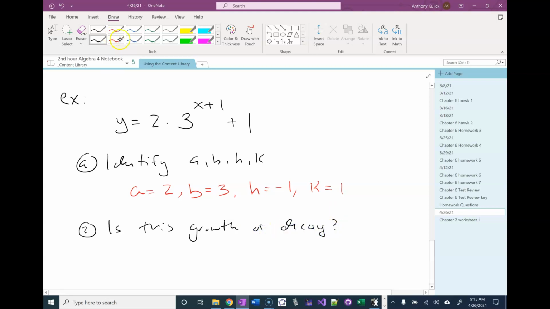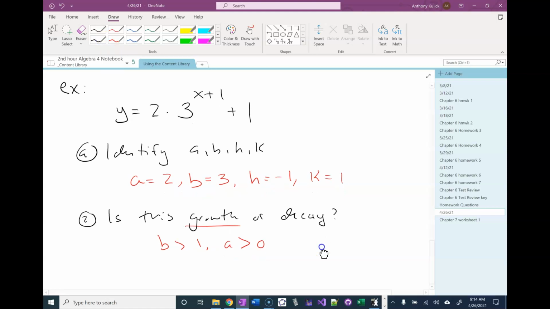Next thing we'll ask: is this growth or decay? Let's go back and look at your criteria for growth and decay. This one is growth, because the b is bigger than 1 and the a is positive.